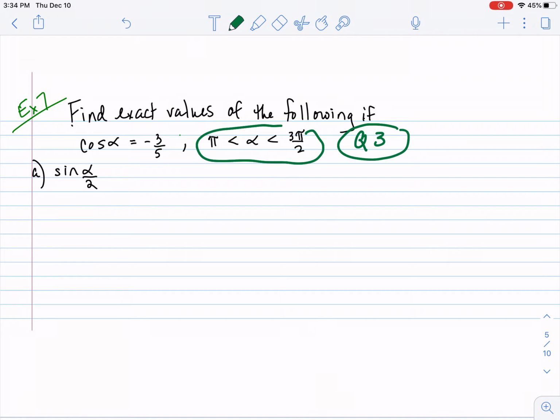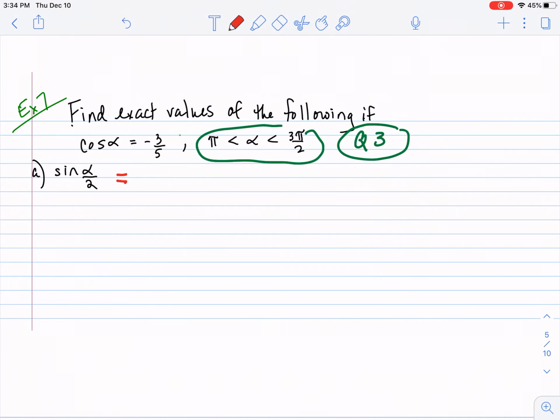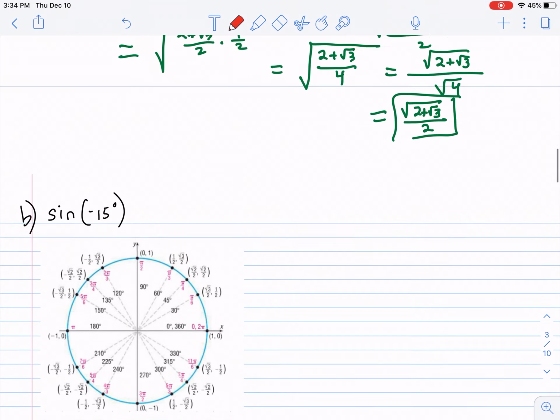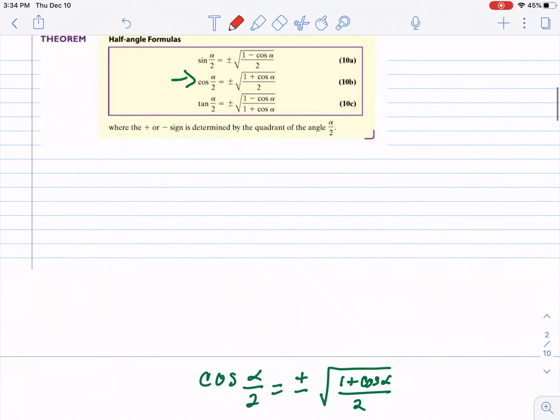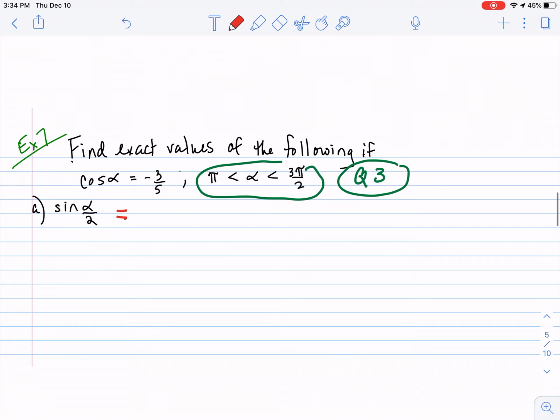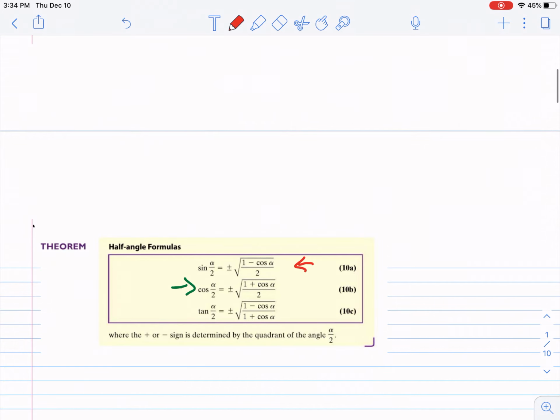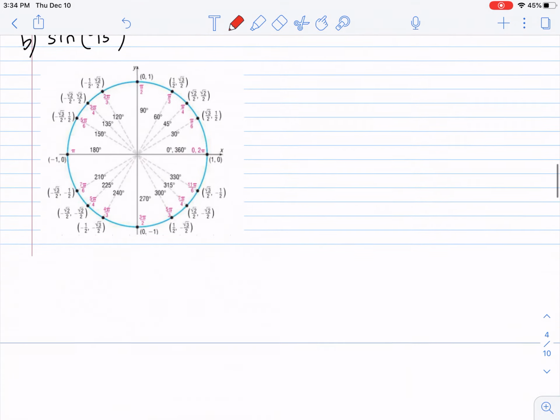Okay, so although, here's the thing, okay? This is the tricky part. If I did this formula for here, the sine is this one right here. It's plus or minus the square root of 1 minus cosine of alpha, all of that over 2, I believe. Let me just double check. I never remember these. So it's all over 2. Okay.